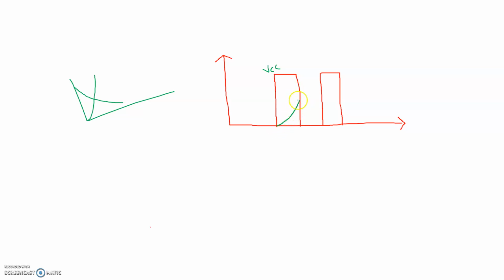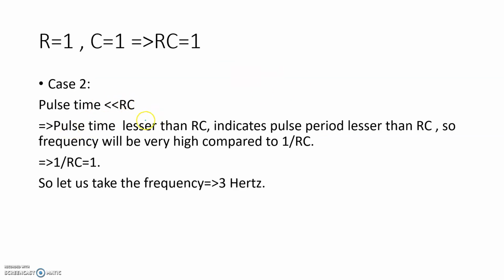So basically a capacitor cannot charge up to VCC because our pulse time is very lesser than RC. The capacitor will charge slowly in this case, so it cannot reach VCC. Before that our input will go to 0, and as soon as our input goes to 0, the capacitor will start discharging and the voltage will decrease. So intuitively we can say that we should use this kind of curve when pulse time is very lesser than RC. For this implementation we have taken frequency equal to 3 hertz. Let us verify whether theory is matching with practical or not.